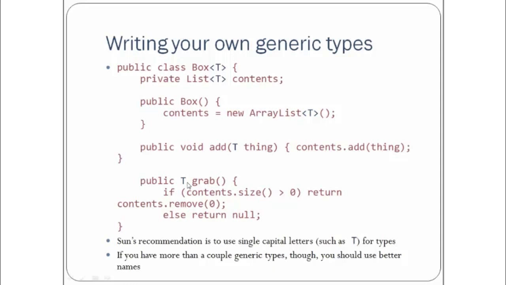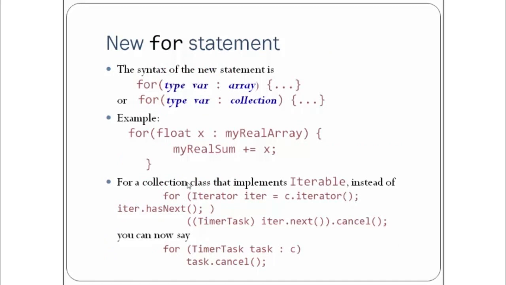A recommendation is to use single capital letters such as T for type. So whenever we have to denote our own types, we use the capital letter T. If you have more than a couple of generic types though, you should better use names. This is something which is recommended by Sun. And this is for the new for statement.